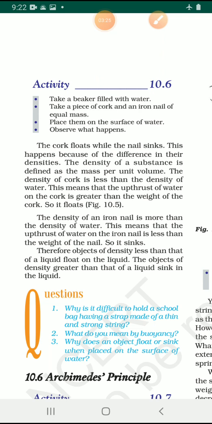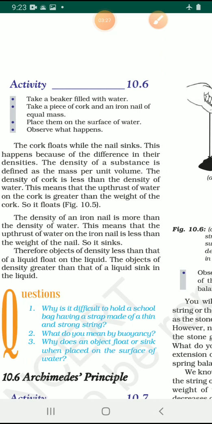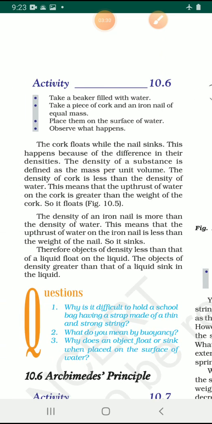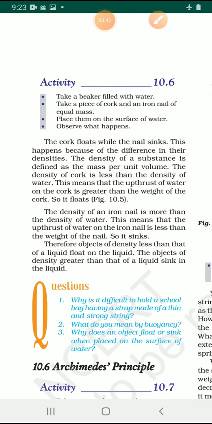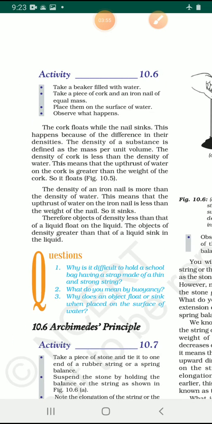The density of cork is less than the density of water, right? This means that the upthrust of water on the cork is greater than the weight of the cork. So density is the main thing which makes objects float or sink. Suppose you take a cork, or some wood piece, or a block of ice, the densities of all these things are lesser than that of water. So that's the reason the objects float.